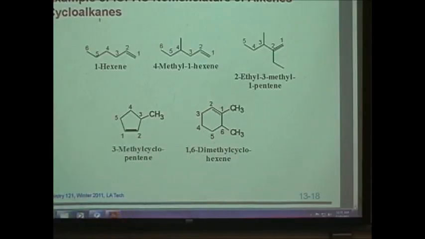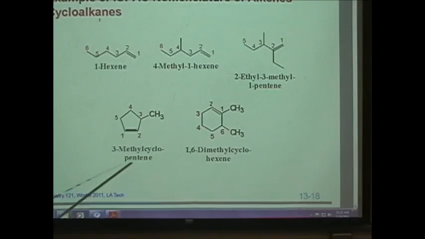This is line angle formulas. So line angle formulas is much easier to label. You know, sometimes we convert condensed formula to line angle formula. Then we can see clearly the alkyl group, substituent alkyl group. Okay, look at the way I name it.